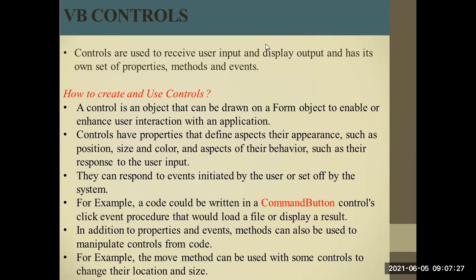Fine. So basically it has mainly some properties, like what is the size, what is the color, what are the positions. And method: method means what actions should be performed based on receiving the input from the user. And events are basically the event received from the user, or the event that you have to perform once it's complete.